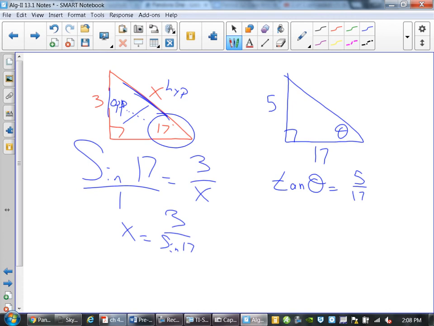Remember that button? Yeah. Now, on these calculators, what we need to make sure, first of all, is that we are in degree mode. You know how to check that.